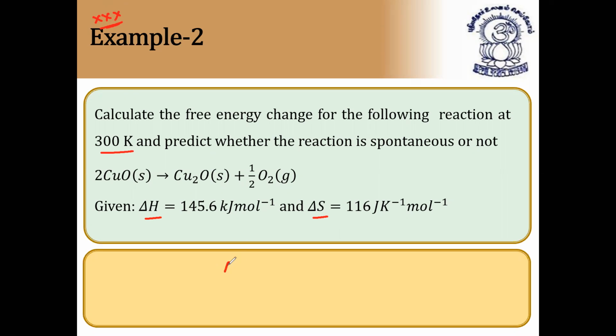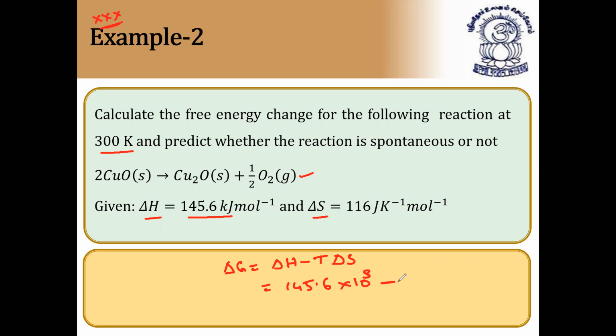So we know the formula: delta G is equal to delta H minus T delta S. Straight away we can take it, irrespective of the equation. For this, delta H is given as 145.6 kilojoules per mole. So 145.6 kilojoules, they are given. Here, very important, into 10 to the power of 3. You have to see the units also. 145.6 into 10 to the power of 3, that is into 1000 joules, because both should be in joules.